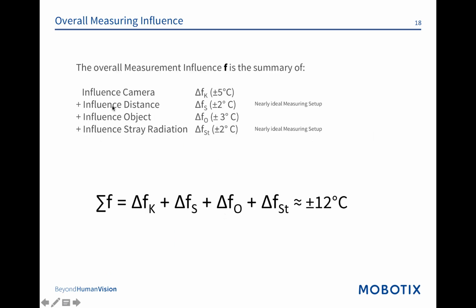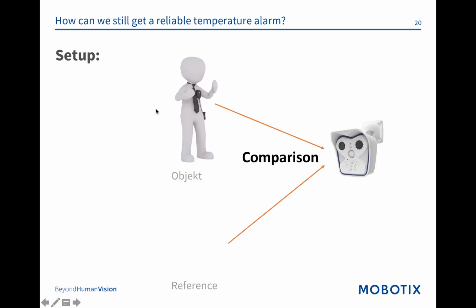So let's talk about the influence of the distance. It's the same here. If we have our reference and our object at the same distance, and we measure at the same distance, this is also going out of our equation, because it's the same influence and therefore not affecting our measurement.